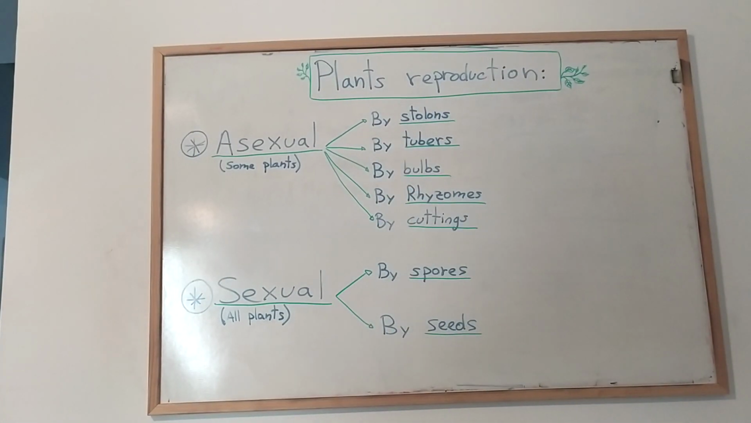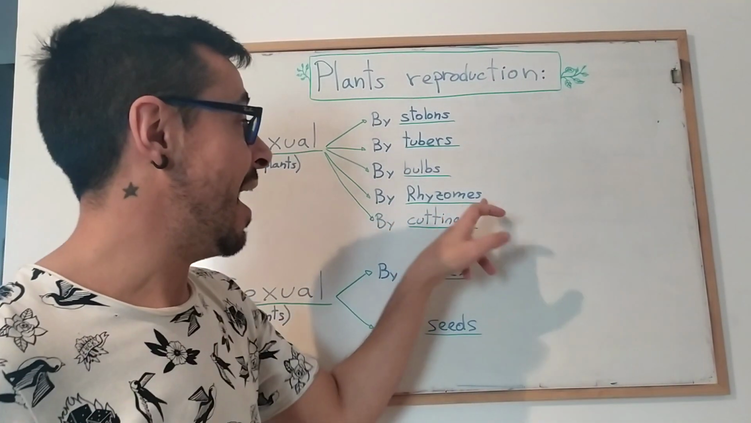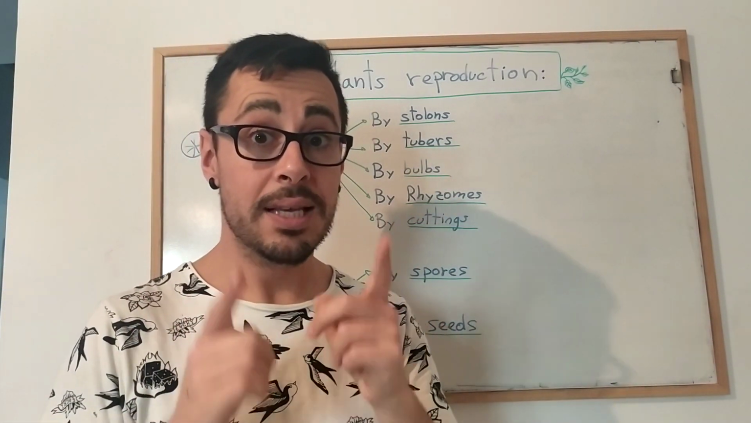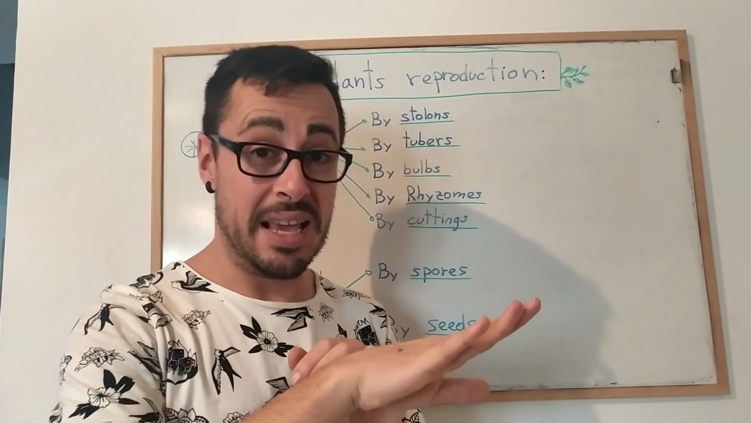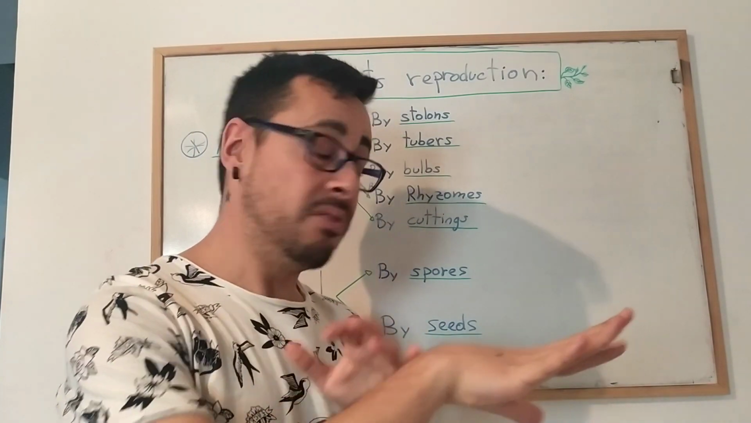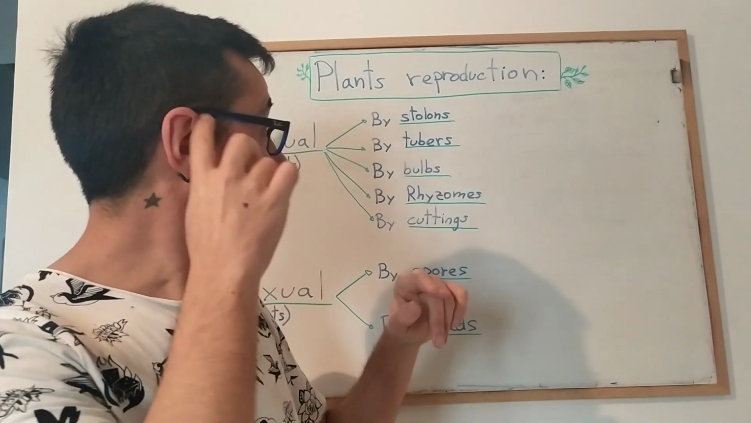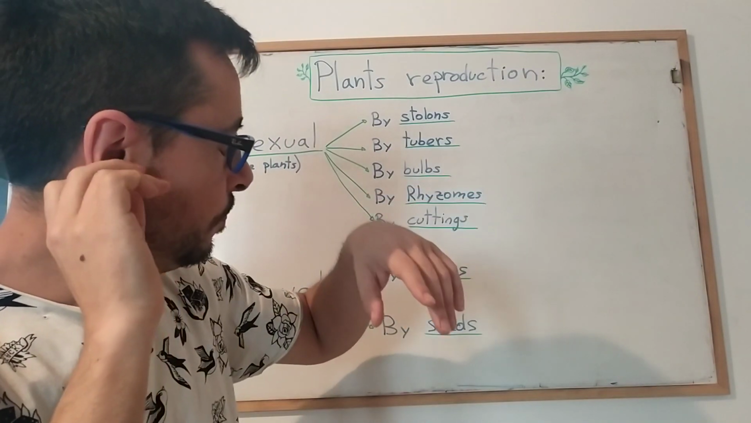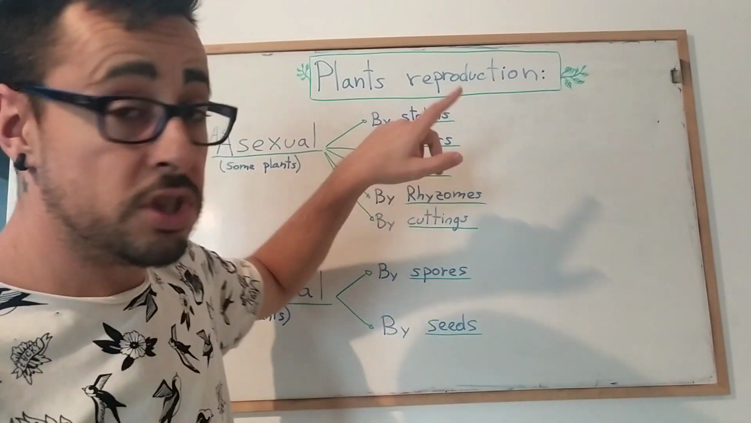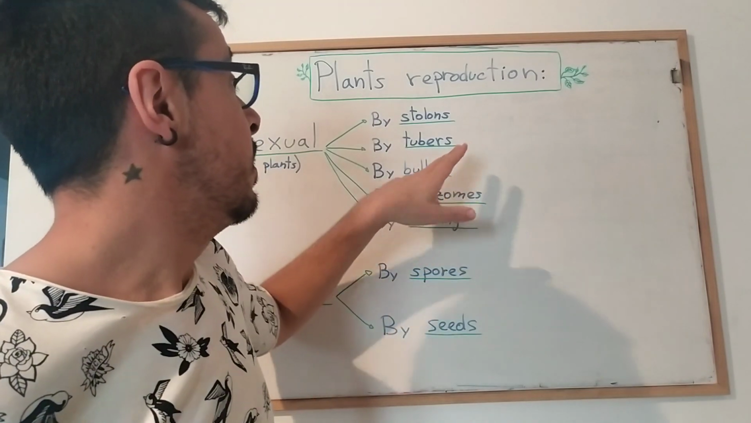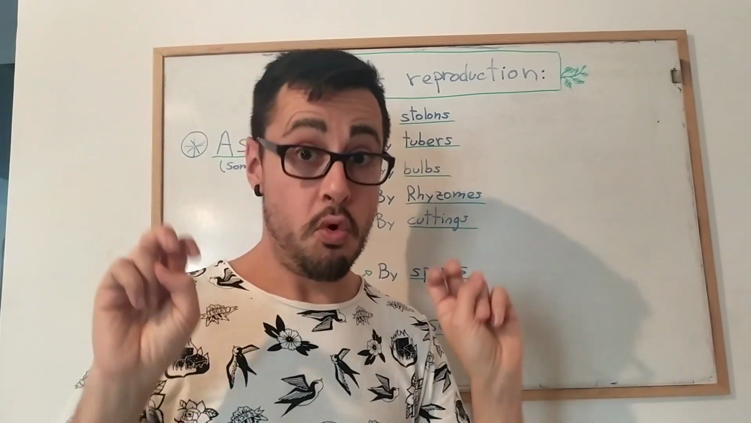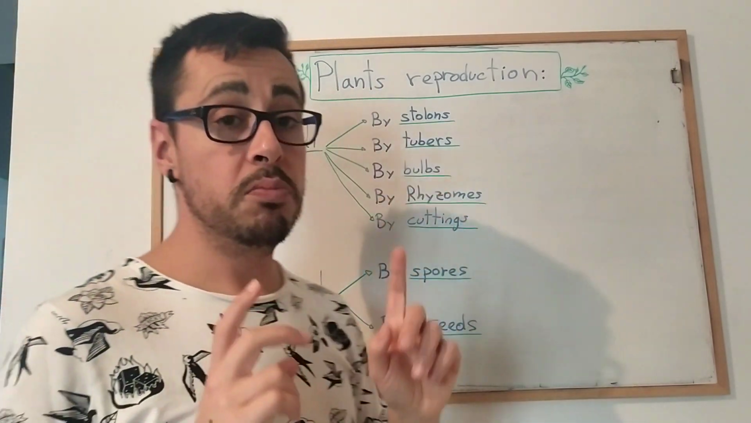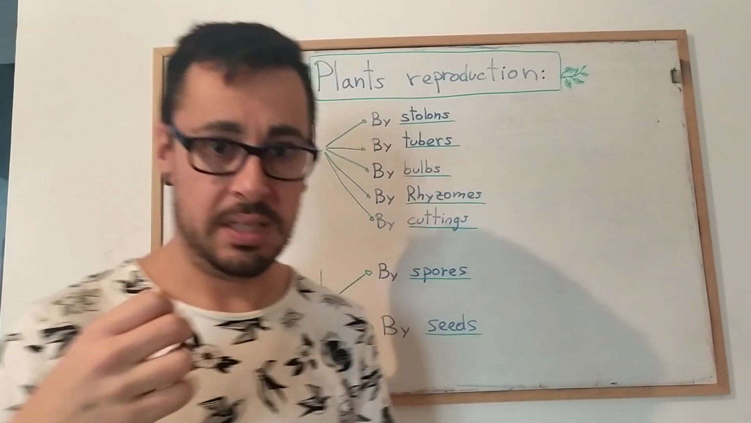And rhizomes. What are rhizomes? Rhizomes are stems, okay? Stems, not roots, but they are underground stems. They run underground, and take care. Be careful, because stolons are branches, okay? Tubers and bulbs are a kind of roots, and rhizomes are stems. Stems that grow like this.